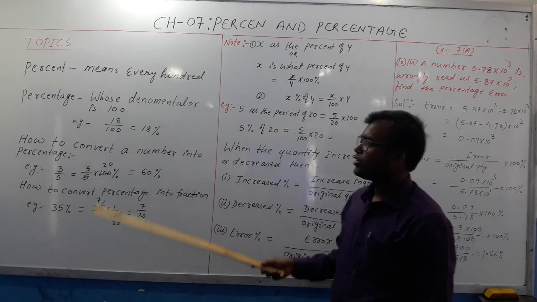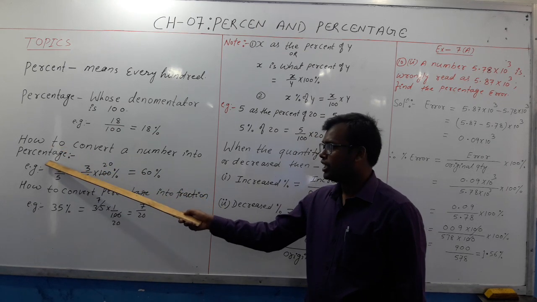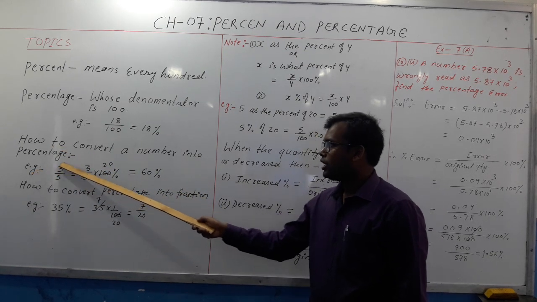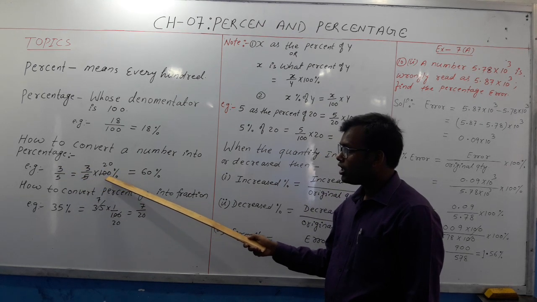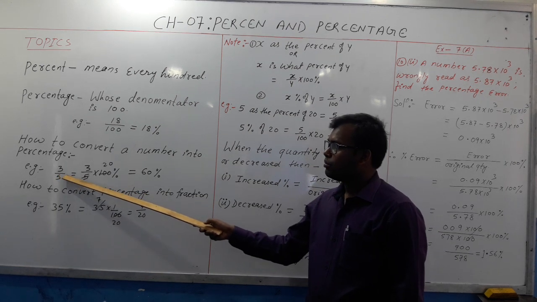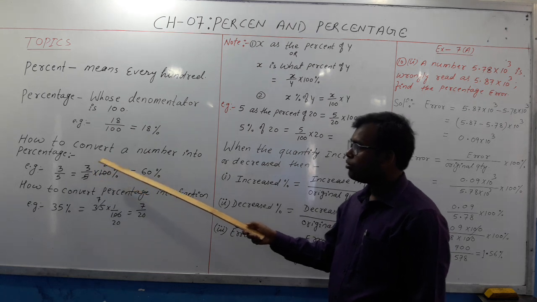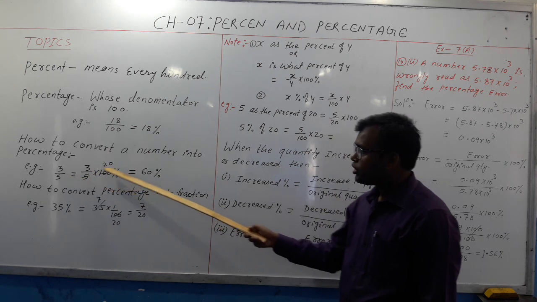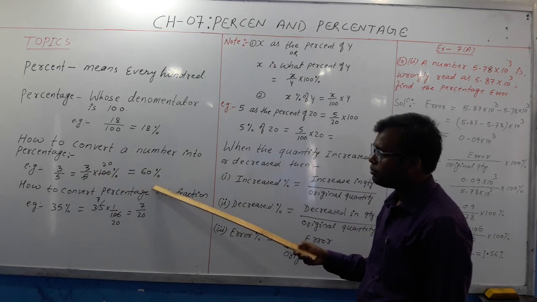Now, how to convert a number into the percentage? See, example 3 by 5 equals 3 by 5 into 100 percentage. That means if we multiply any number by 100 percentage, then this number will be converted into the percentage. After calculations you will get 60%.